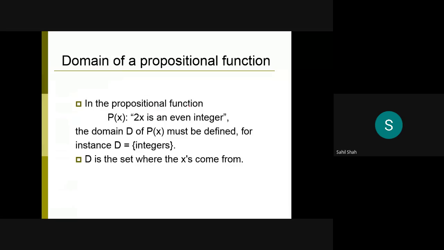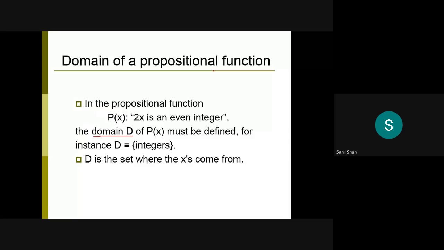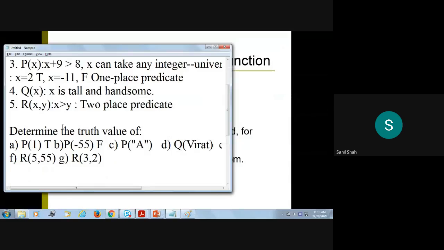In the predicate, 2x is an even integer. Unless we are aware of this domain D, we would not be able to derive the truth value of P of x. So D is the set where the x comes from, which I will discuss. Now, as I mentioned earlier, this is one way by which we can take out the values. We are directly substituting the values.